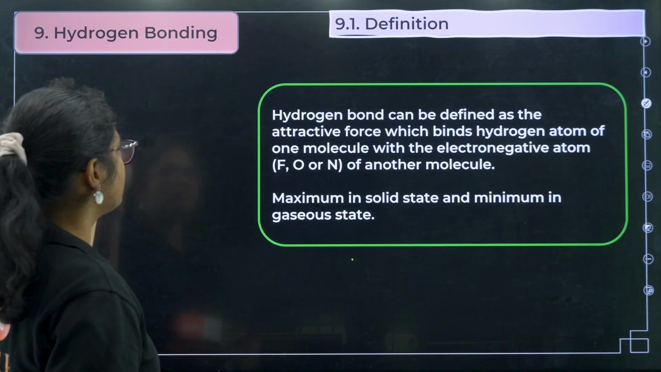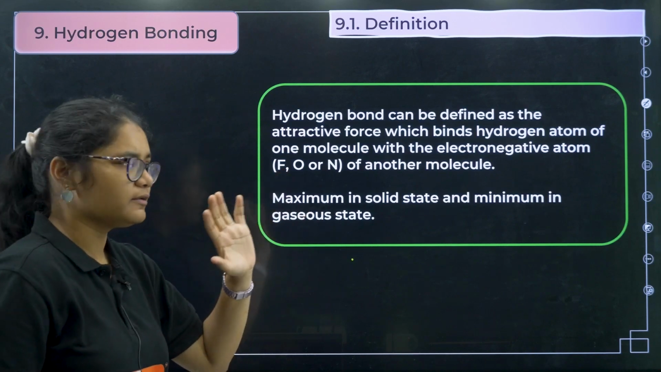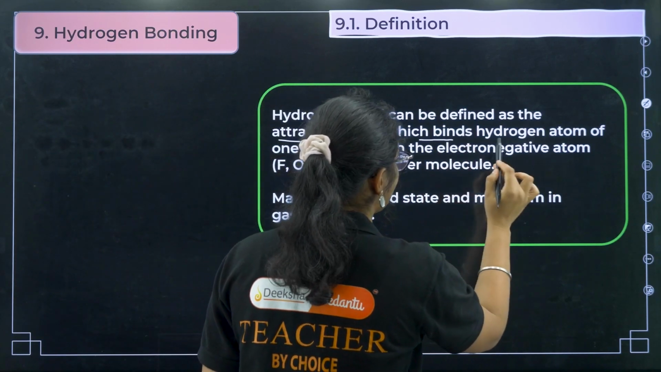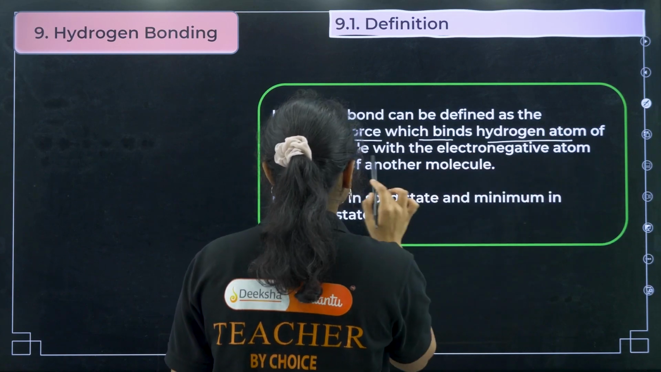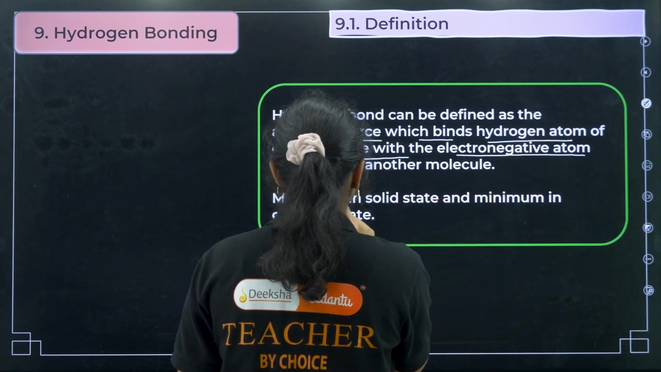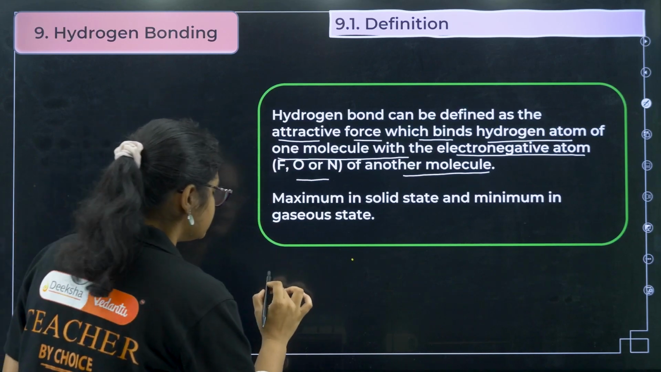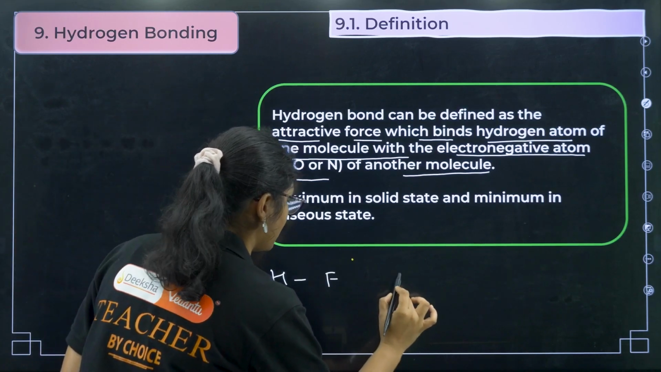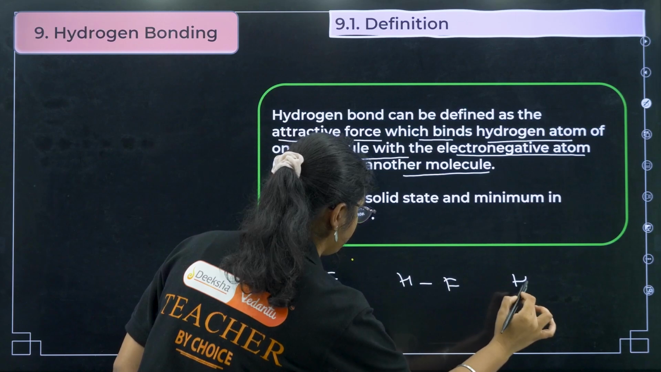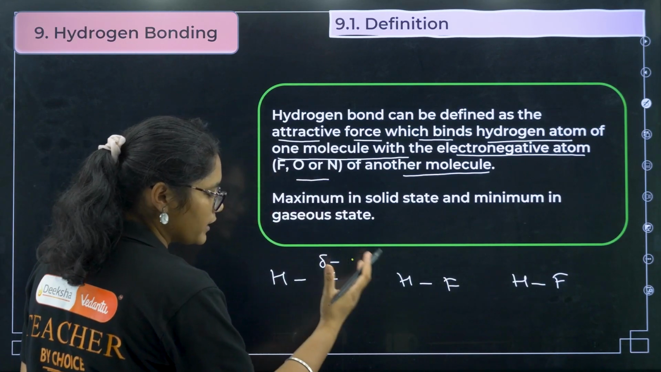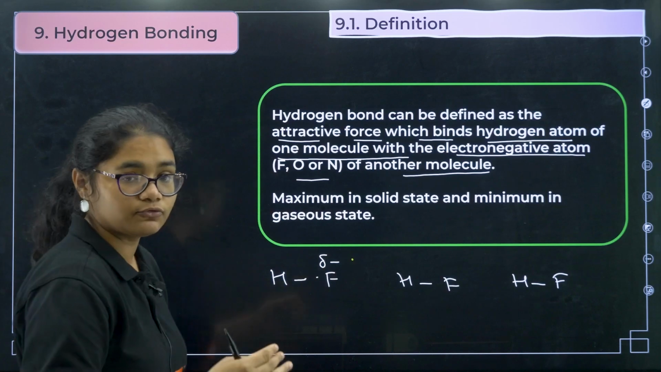So now we will go towards hydrogen bonding. Hydrogen bonding, very simple. Hydrogen bonding can be defined as the attractive force which binds hydrogen atom of one molecule with the electronegative atom of another molecule, okay. Now how is this possible? Now see, suppose I have HF, okay, I have HF and here I have HF. Now this is electronegative bond, so fluorine will be more electronegative, so these electrons will move towards fluorine.